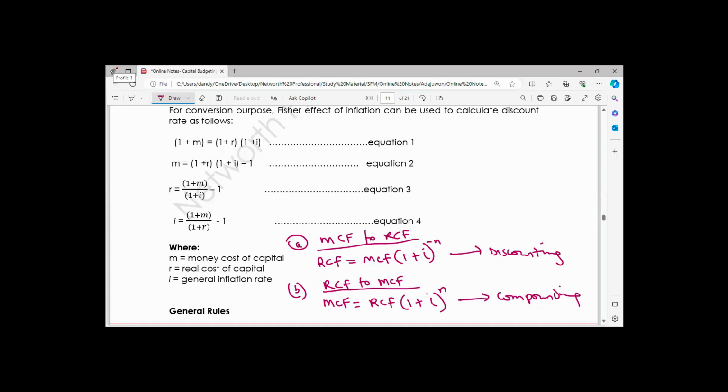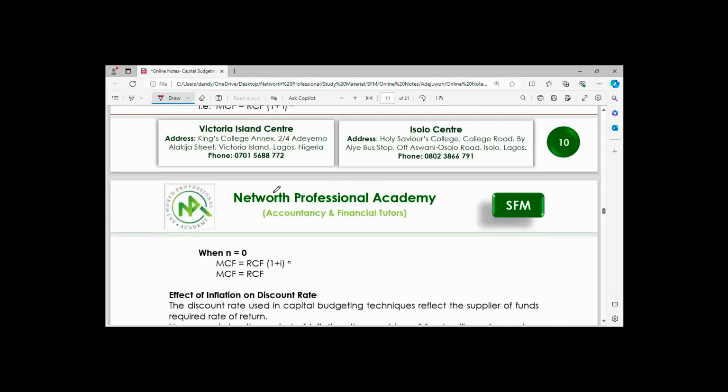So this is how to convert money cash flow to real cash flow or real cash flow to money cash flow. But on the day of your exam, you are not going to need this formula for anything. It's just for explanation purposes, because it is implied by the time we begin calculation. Okay, so let's move on.